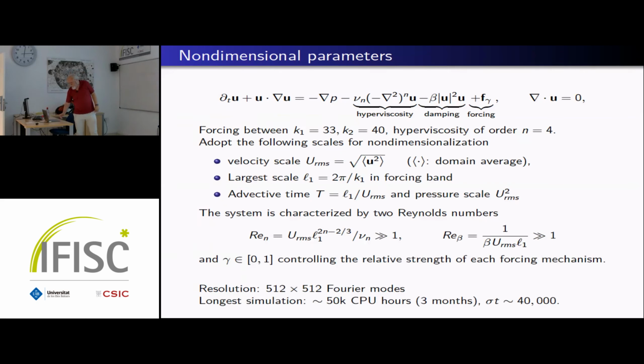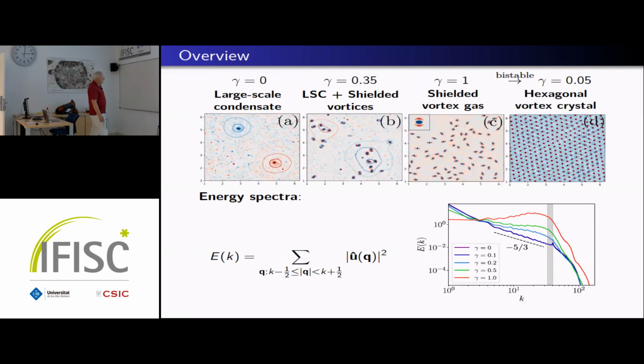The calculations are typically done on a 512 by 512 grid. But because of the slow process of energy transfer from the small scales to large scales, if you want to get a statistically stationary state, you may have to integrate for a very long time. So here are some of the things that you find in this model.